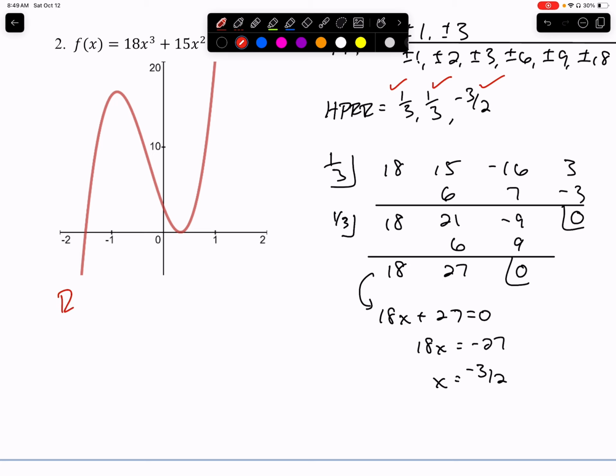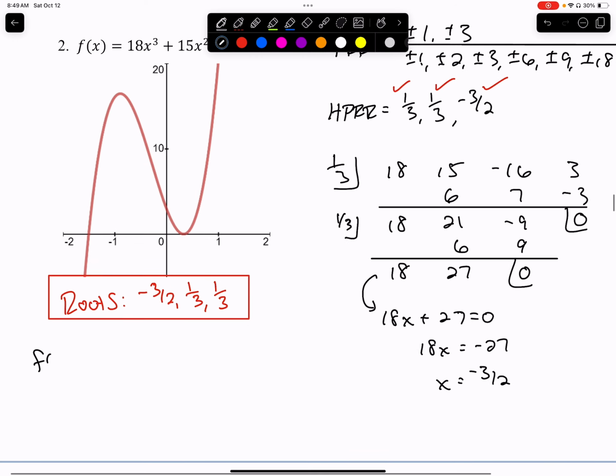So to answer the question, what are the roots? -3/2, a third, and a third. Yes, I wrote a third twice, and I would ask that you do the same. That puts some emphasis on a couple things. One of those being when we write this in factored form, once again, the directions in the homework won't ask you to do that, but please do it.